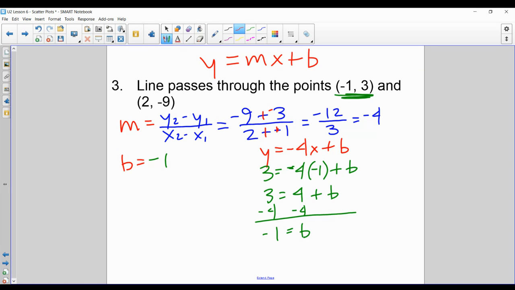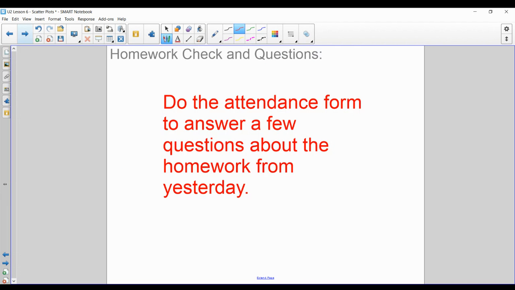So now when I write the equation, I have y equals, put in the slope, -4 times x, and then the y-intercept, minus 1. Okay, so hopefully we're getting those now. We've done a whole bunch of those. Same process every time. Find the slope, find the y-intercept, plug them back in.